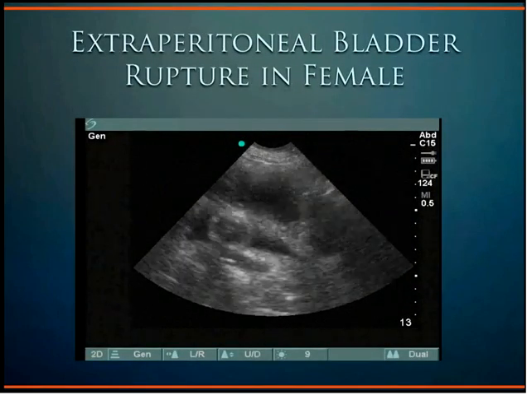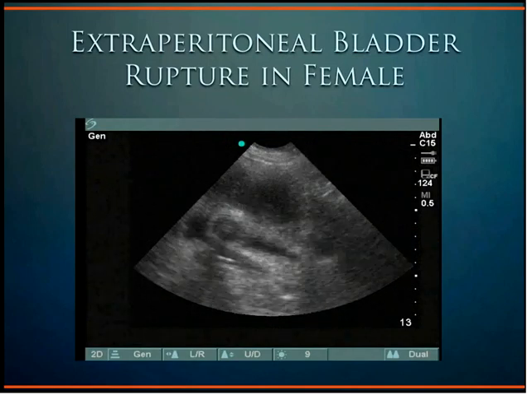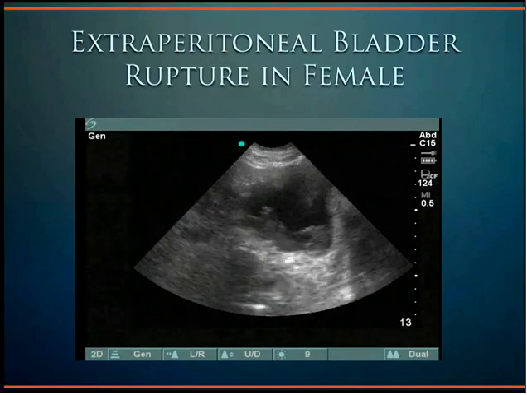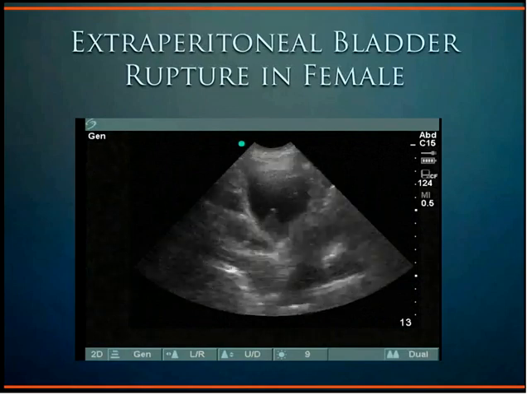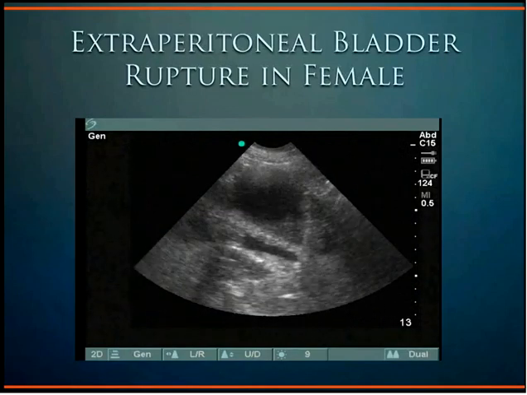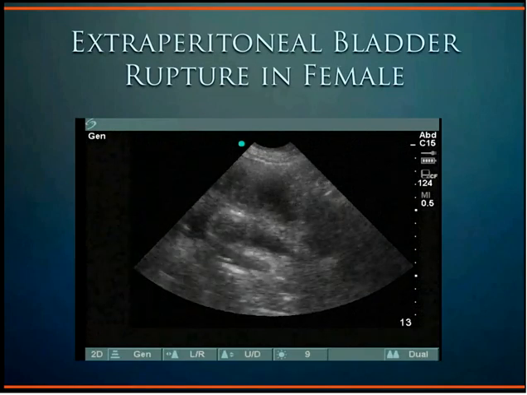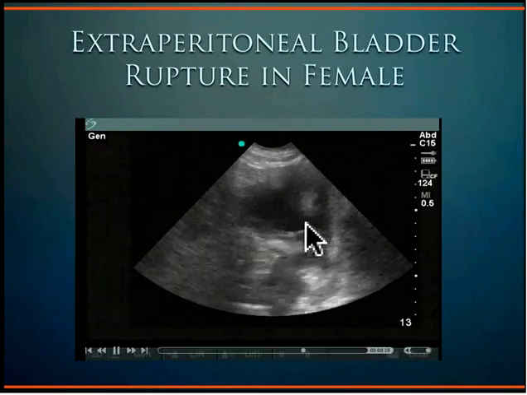This is a 21-year-old female who fell off the back of a motorcycle at a high rate of speed and presented with multiple injuries. Her pelvis was really unstable and she had blood coming out of her Foley catheter. On this bladder ultrasound, it demonstrates perivesicular urine and isoechoic blood clot just adjacent to her uterus.